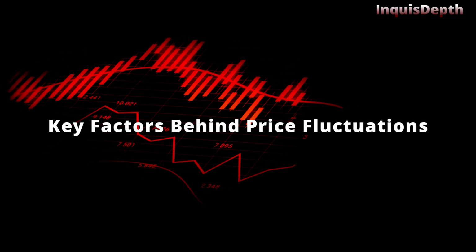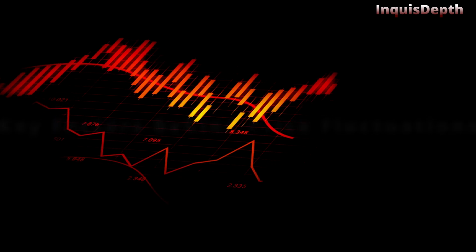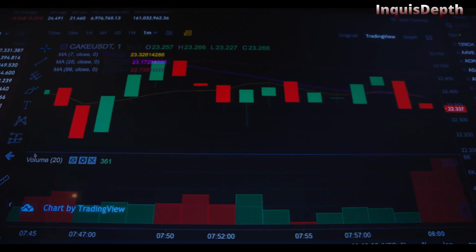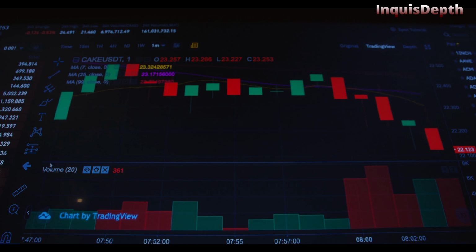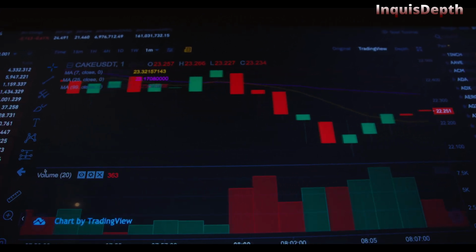Key factors behind price fluctuations. So what causes oil prices to fluctuate so dramatically? Let's explore the key factors that drive these changes.